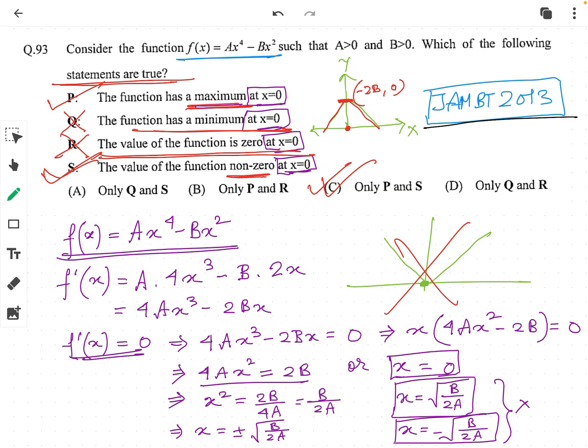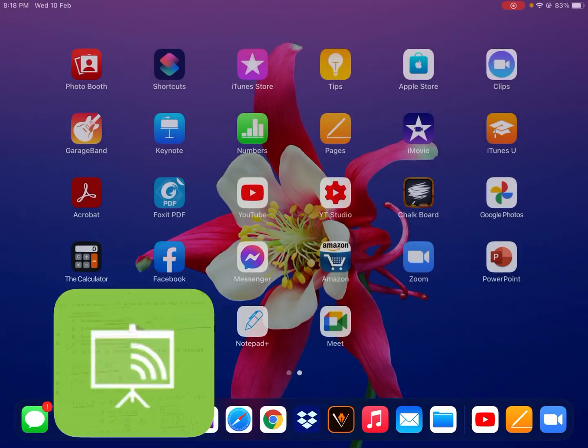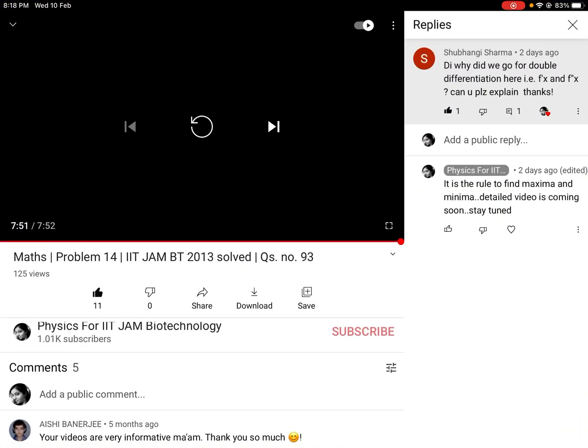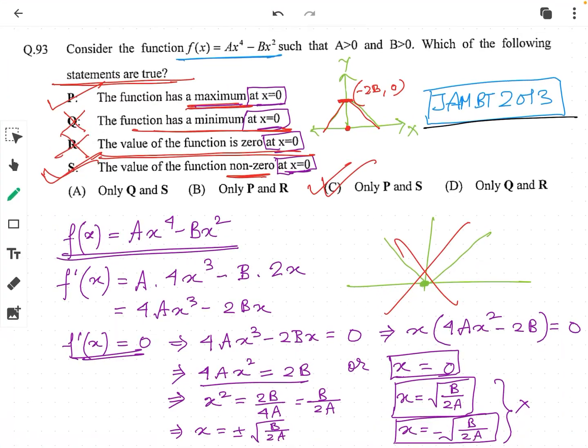Okay, I hope this solved your doubt. What was your name? Shubhangi. I hope this solved your doubt, and I guess many of you had this doubt in your mind. I hope all your doubts are clear now, and if in the upcoming exam any question related to this comes, you can solve it.